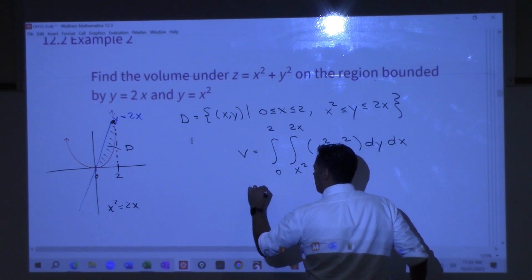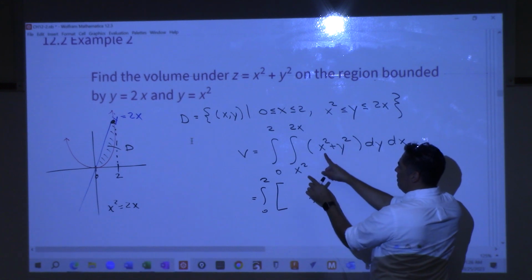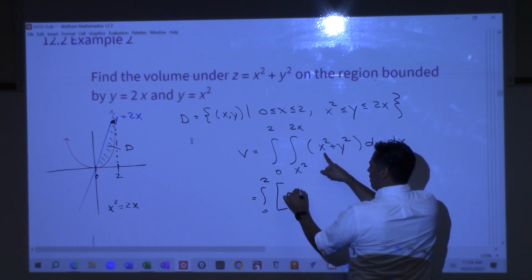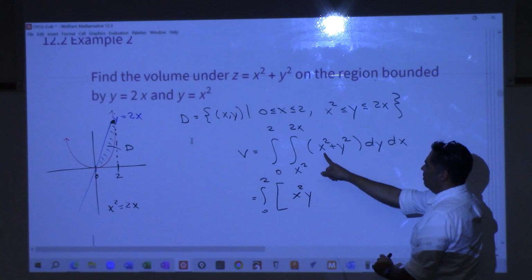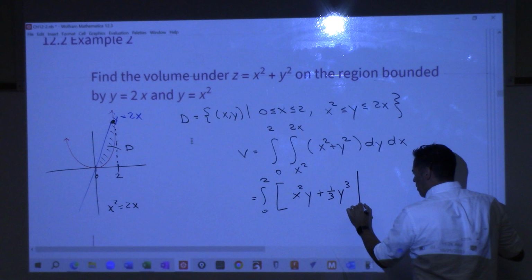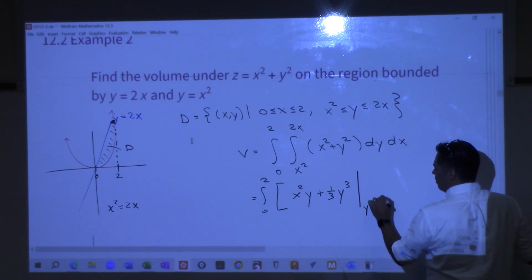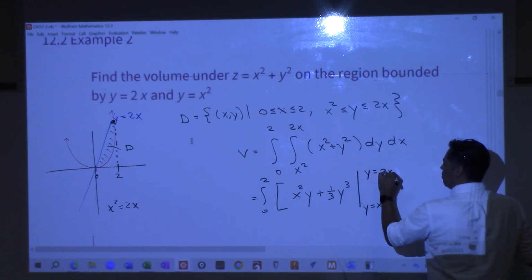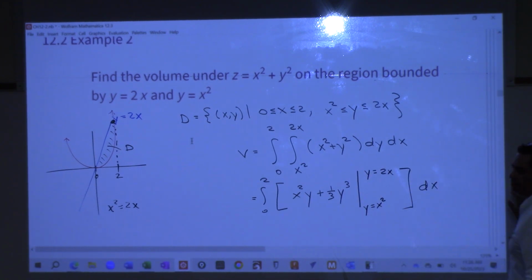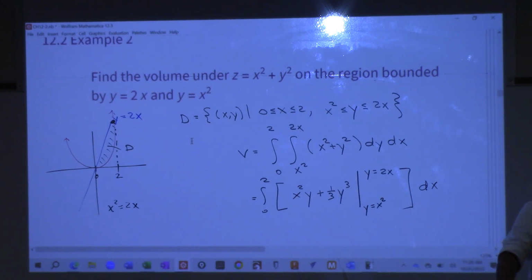So we have integral from 0 to 2, bracket. Okay, antiderivative of this with respect to y. That is a constant, so x squared y would be the antiderivative. Plus, now that has y in it, so 1/3 y cubed is a power rule. Evaluating from y equals x squared to y equals 2x, after I'm done with all that, dx. Now you're going to plug in here, we're going to simplify, and then we're going to be back in Cal 2.